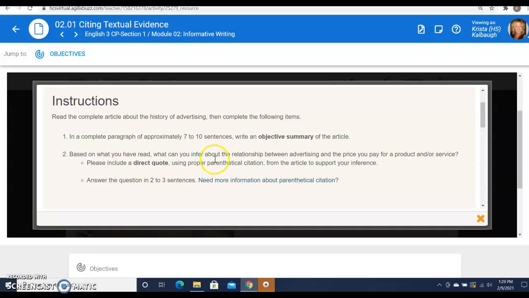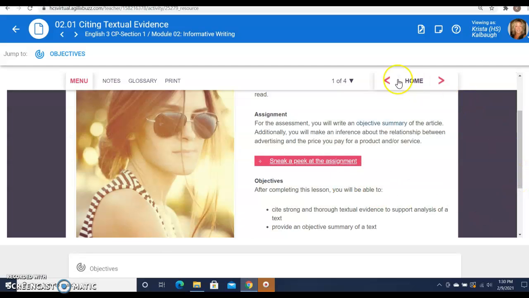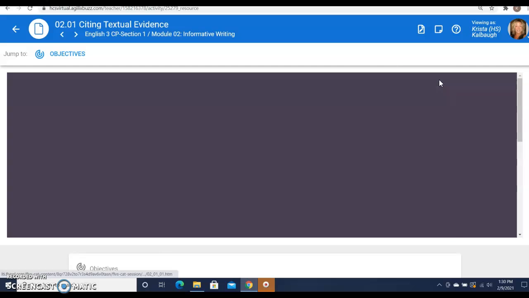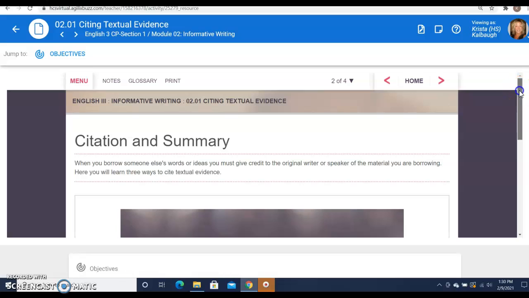Okay. So, again, going to try to get the main idea, and then we are going to make an inference, a judgment about what we think advertising and the price you pay for a product or service, what the relationship between that is. All right.